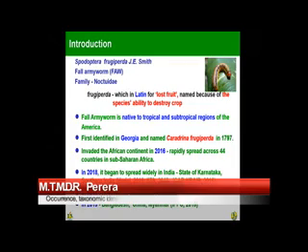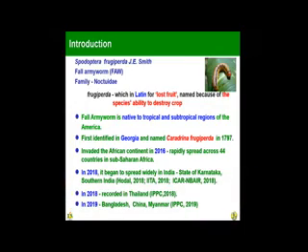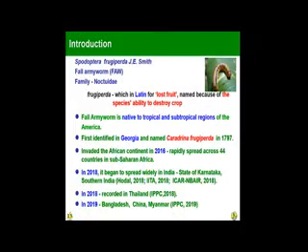Spodoptera frugiperda belongs to the family Noctuidae of the order Lepidoptera. Frugiperda means "lost fruit" in Latin, named because of the species' destructiveness. It is native to tropical and subtropical regions of the Americas, first identified in Georgia and named Caradrina frugiperda in 1797. After that, it invaded the African continent and spread across 44 countries in sub-Saharan Africa.